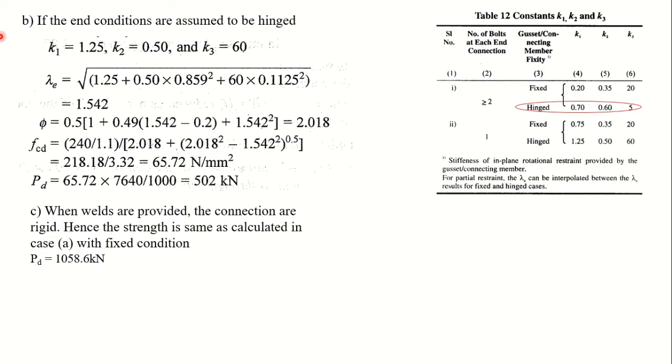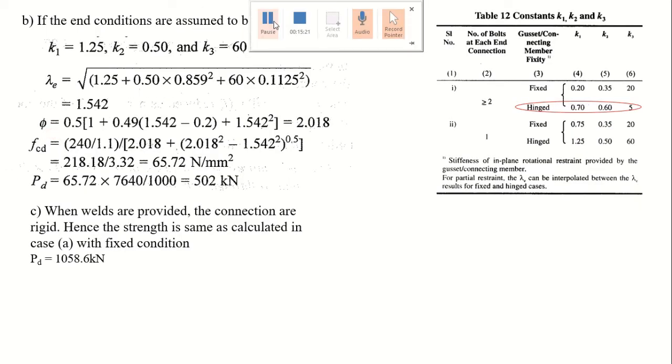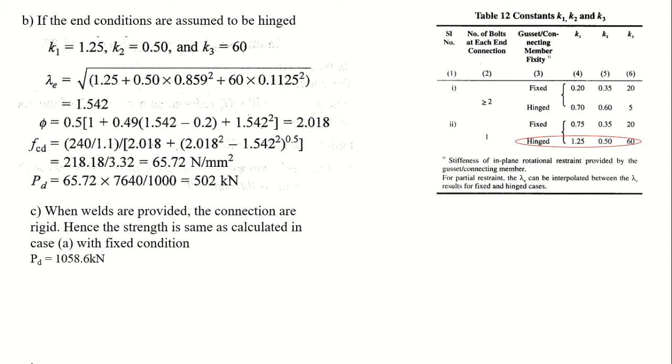Now coming to the second case, it is said that a single bolt has been provided. It is connected by one bolt. So here we have the single bolt condition. And when you have a single bolt, we can easily make a judgment that it behaves as a hinged end. I may not be confident in taking that as a fixed end condition, so what I'll do is assume that the end condition is hinged and the number of bolts provided is one.